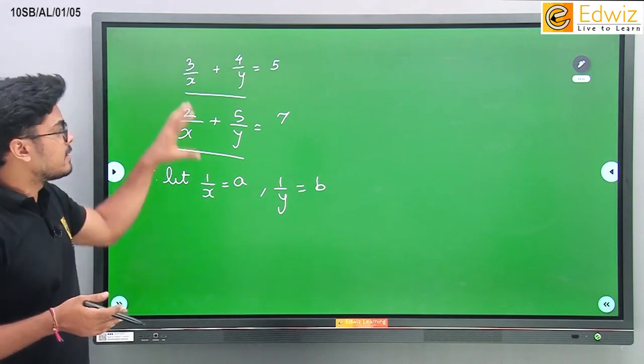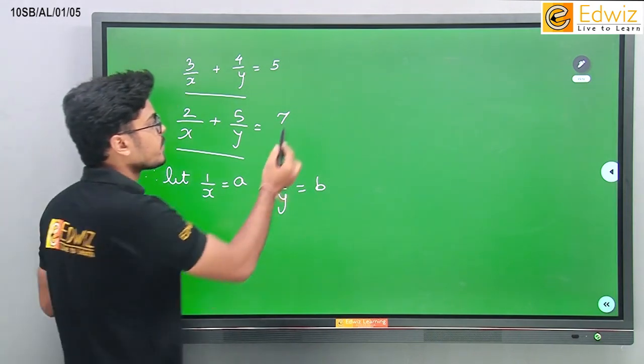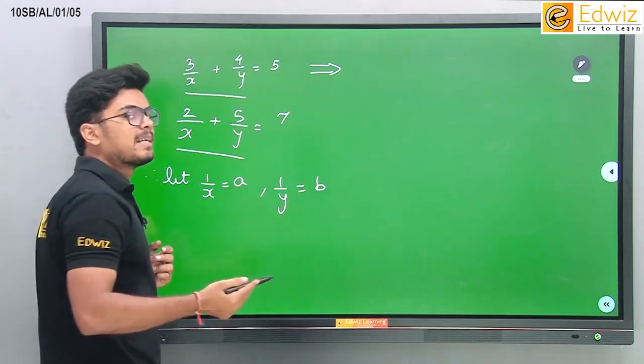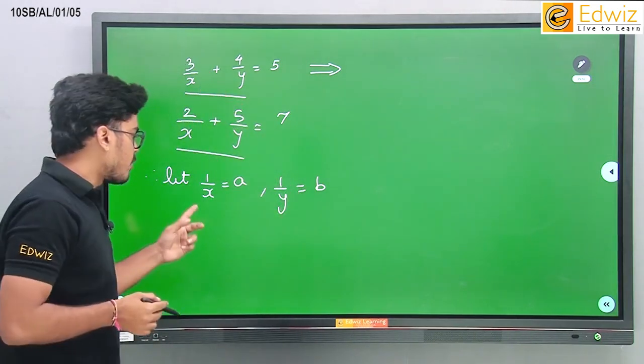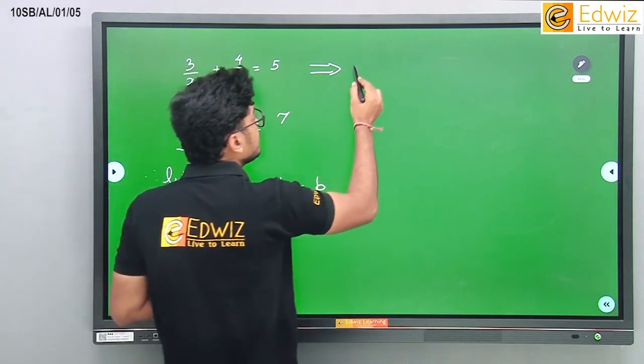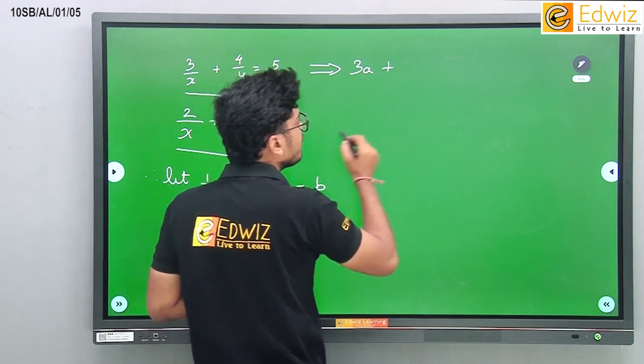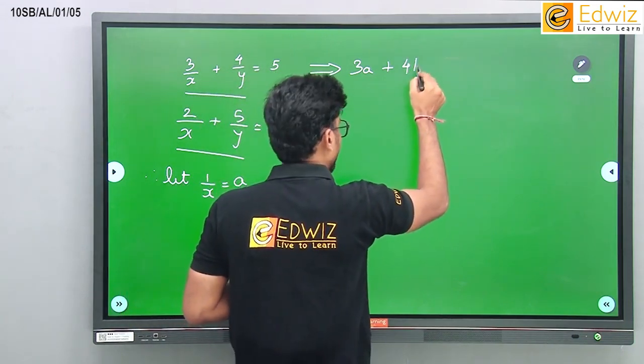ऐसा करने से these equations will now become, ये वाला इक्वेशन क्या हो जाएगा 3 upon x था, मतलब 3 multiplied by 1 upon x, but 1 upon x is a. So I'll write 3a instead of 3 upon x plus 4 upon y can be written as 4b.